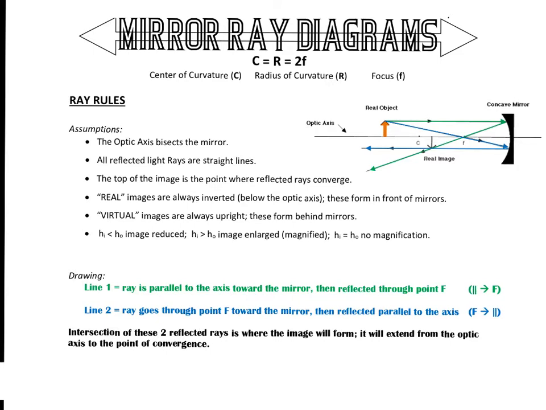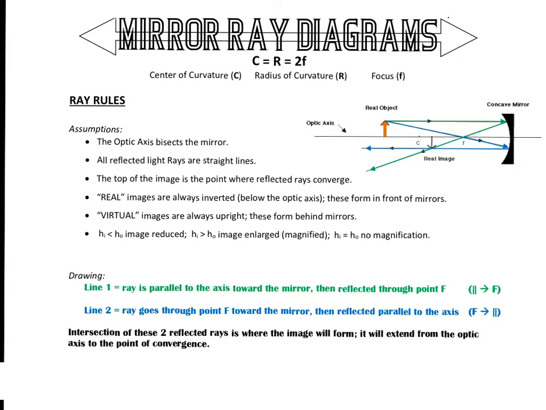There's a difference between real images and virtual images. Real images are always upside down or inverted. They extend from the optic axis down. These will form in front of the mirror, which is why they can be projected. Virtual images are always upright, meaning they go from the optic axis up, much like the object does. And these will form inside or behind the mirror and cannot be projected.